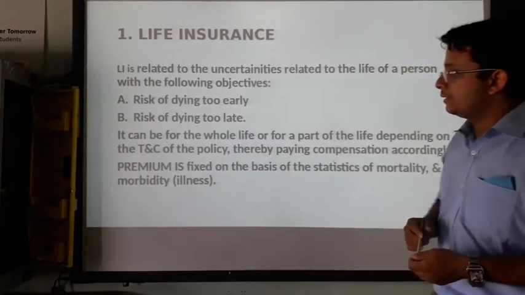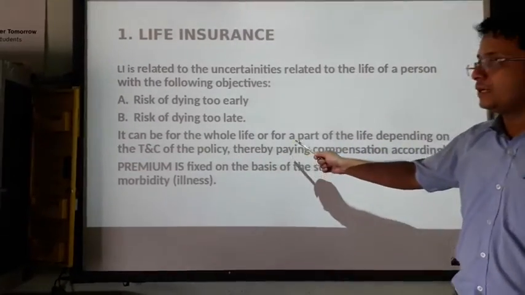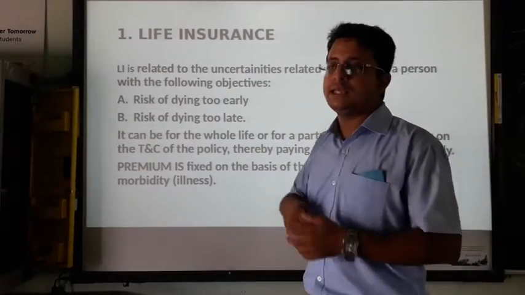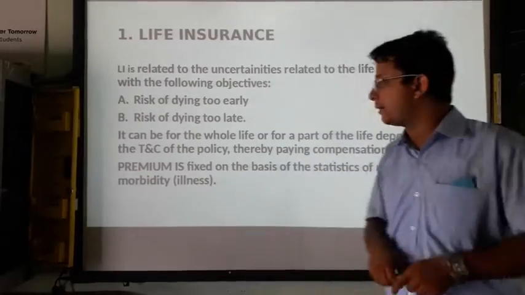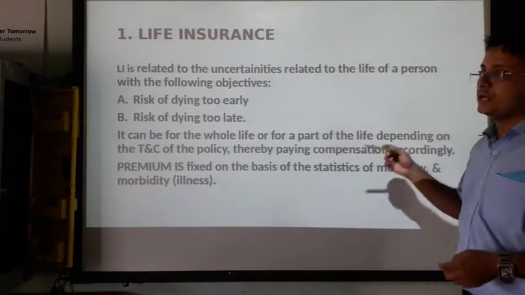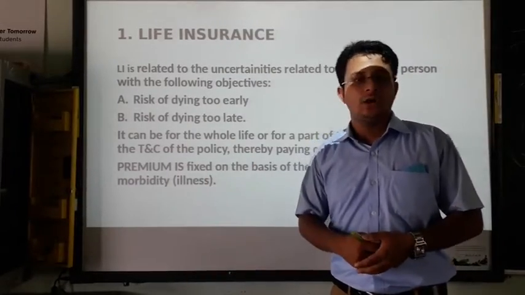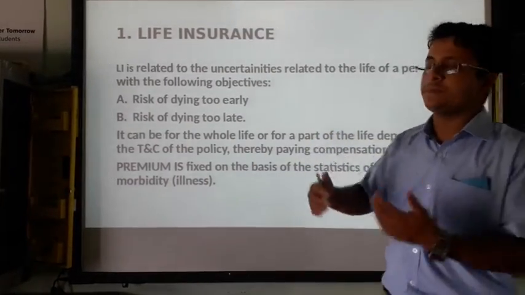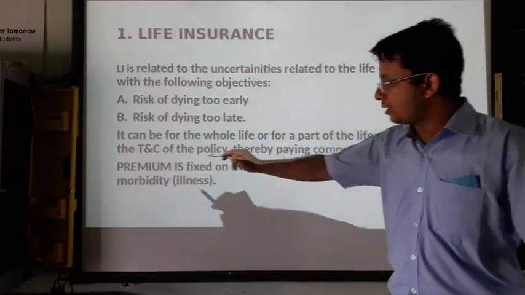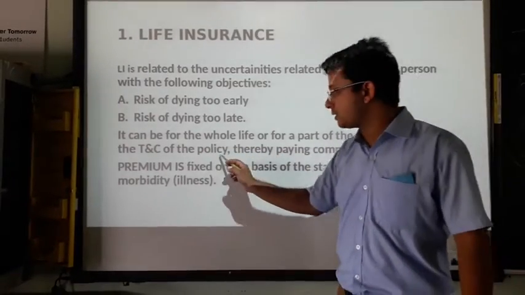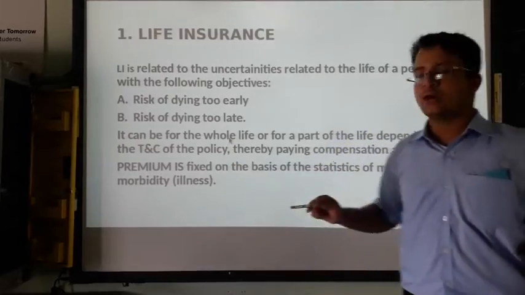See here, it can be for the whole life. That means the entire period of life, however many years he lives. It can be for the entire period of time, or it can be for a part of the life. That means it can be only for 20 years, it can be up to the age of 30 years, or it can be up to the age of 60 years. That depends upon the terms and conditions of the policy. A policy is a written agreement between the insurer and the insured.